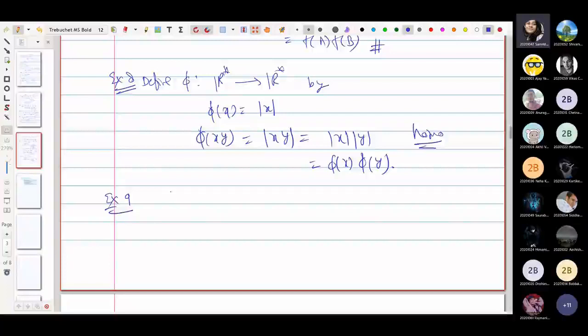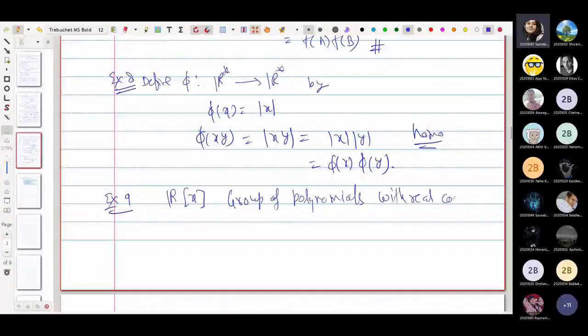So last example. Let us consider R[x], the group of polynomials with real coefficients under addition.